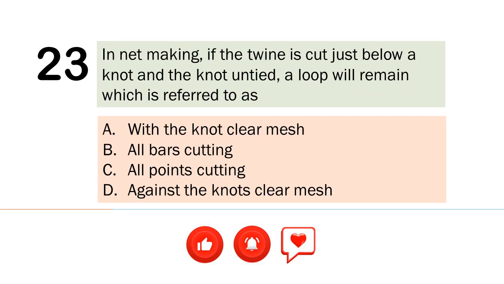Question number 23. In net making, if the twine is cut just below a knot and the knot untied, a loop will remain, which is referred to as A. With the knot clear mesh. B. All bars cutting. C. All points cutting. D. Against the knot's clear mesh. The correct answer is letter D. Against the knot's clear mesh.